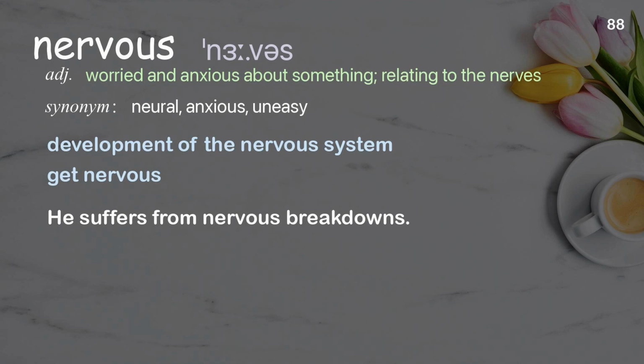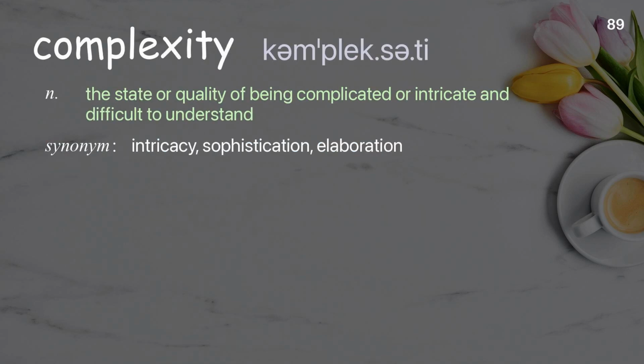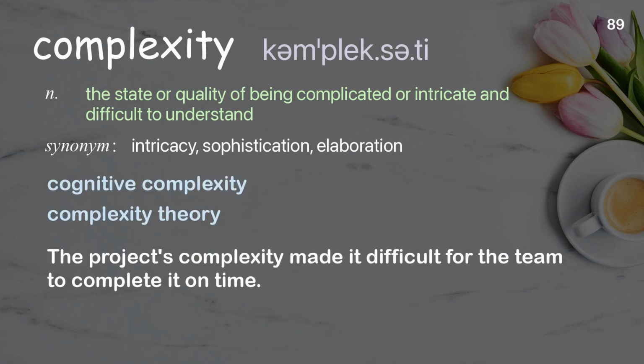Complexity. The state or quality of being complicated or intricate and difficult to understand. Examples: cognitive complexity, complexity theory. The project's complexity made it difficult for the team to complete it on time.